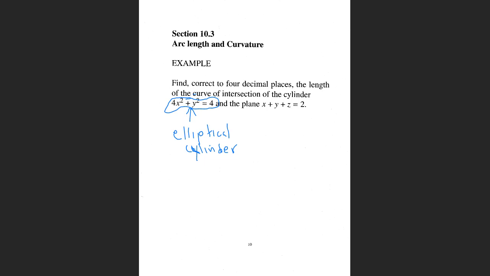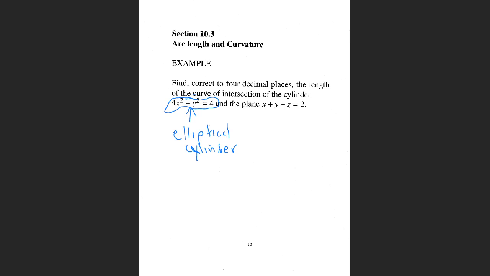So you have to picture in your mind this cylinder goes up and down, and then you have a plane that cuts the cylinder. Wouldn't the cut on the cylinder be a space curve? When the plane cuts the cylinder, wouldn't the intersection be a space curve? Yeah, absolutely.